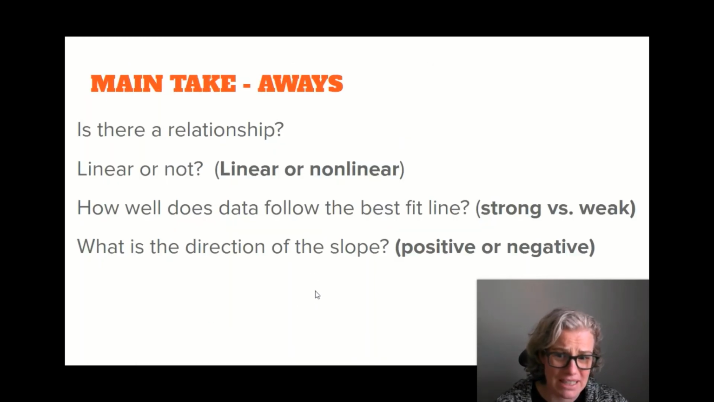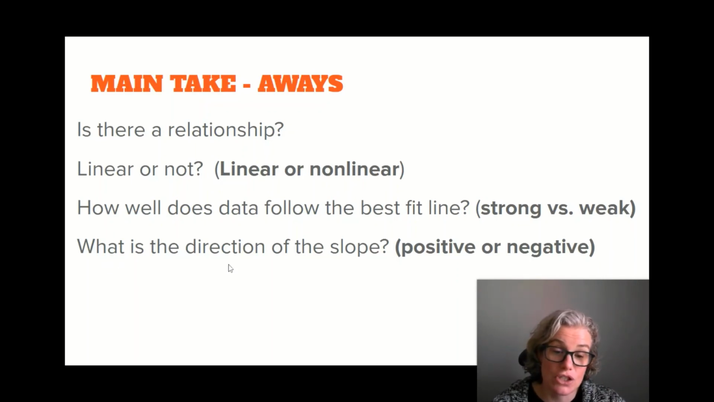Okay, main takeaways. First thing you need to ask yourself is, is there a relationship? Could we use a best fit line, or is there some sort of pattern? Next question, is it linear or nonlinear? Then, how well does the data fit that line? Are the data points close to that best fit line? If so, then we would say it's a strong correlation. If they're scattered all over, then it's a weak correlation.